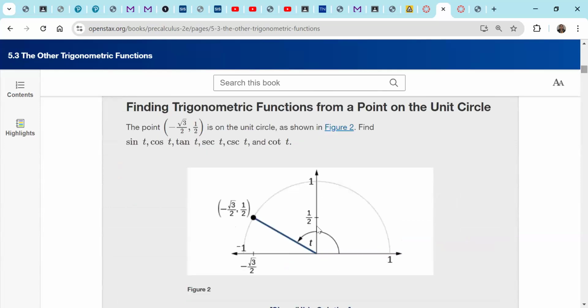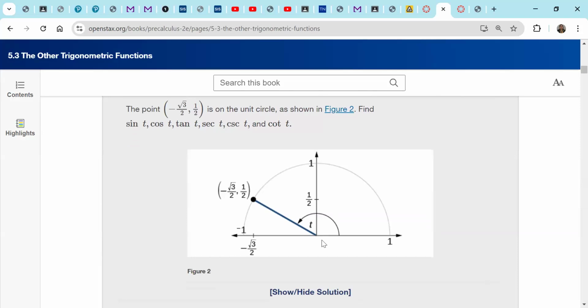This is half of the unit circle. So 1/2 is right here. And this is 1 as the radius, 1 on that side. Then they are showing the calculations of this point, -√3/2 and 1/2. The point is on the unit circle, finding trig functions from a point on the unit circle. For this point, we're going to find sine t, cosine t, tangent t, secant t, cosecant t, and cotangent t. How we can do that is if we know what angle this one is.